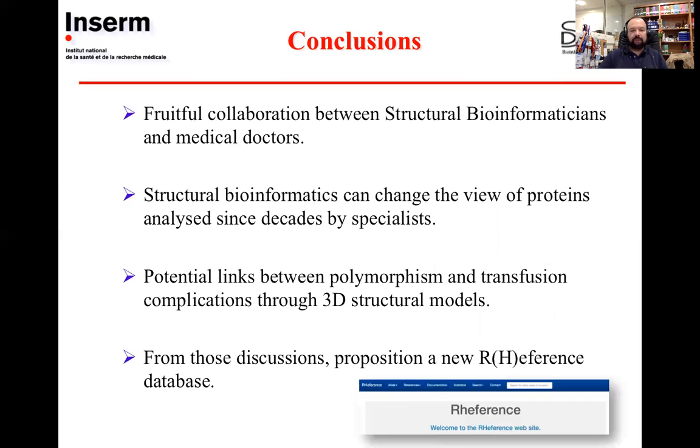And moreover, from all those discussions, we have proposed a new reference database where you have 3 times more information than in the current database. And that is really something where you can do some queries, which is not possible at this moment on the other database. So it's really a great success. We are very happy with this collaboration.